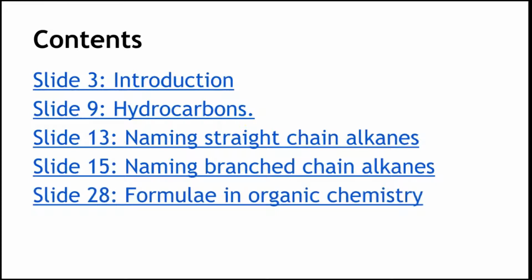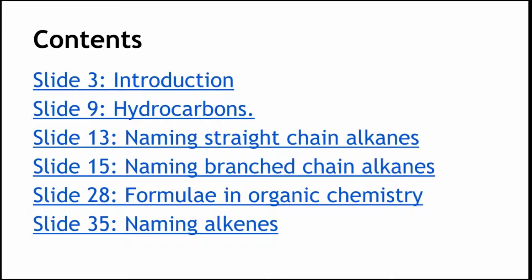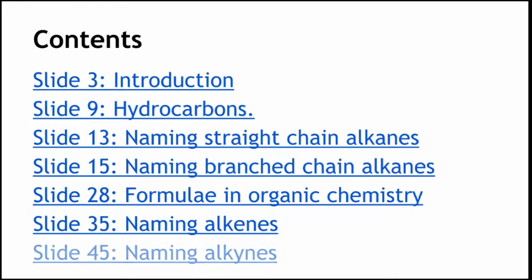We'll start with the simplest of all organic molecules, the hydrocarbons. We'll find out what alkanes, alkenes and alkynes are. And we'll learn how to draw structural formula for each of those types of molecule, and we'll also learn how to give them a systematic name.